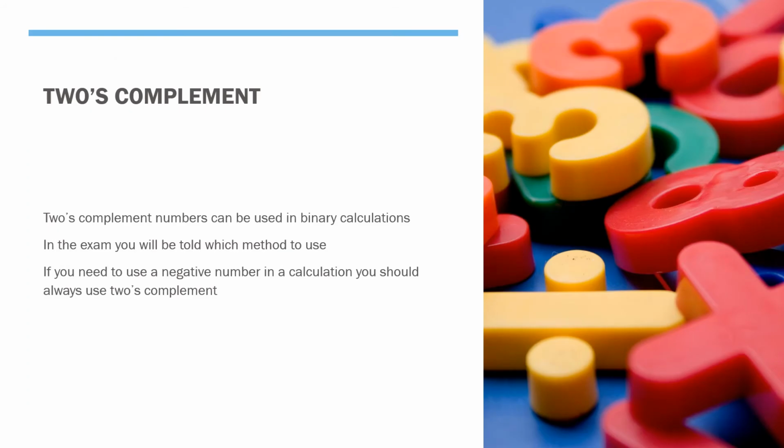2's complement is a different way of representing negative numbers in binary. In the exam, they'll tell you which method to use if they ask you to represent a binary number. But if you need to use a negative number in any kind of calculation, you should always use 2's complement.